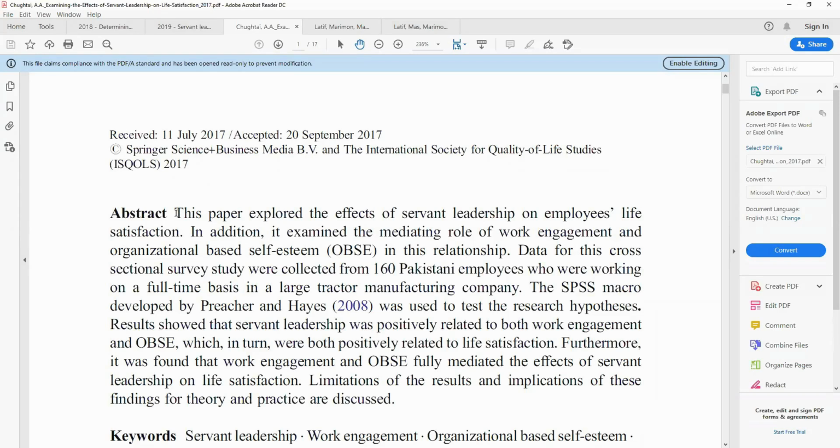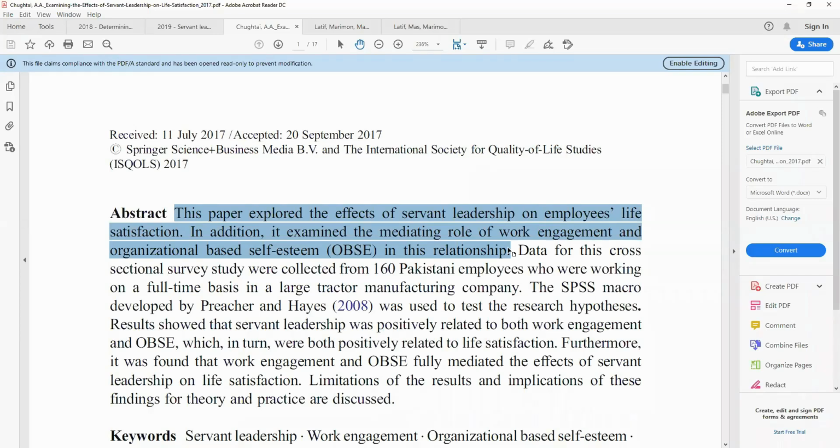So in this case, the objective is this. The paper explored the effects of servant leadership on employees' life satisfaction. In addition, it examined the mediating role of work engagement and organizational-based self-esteem in this relationship. So these are the objectives of the study.